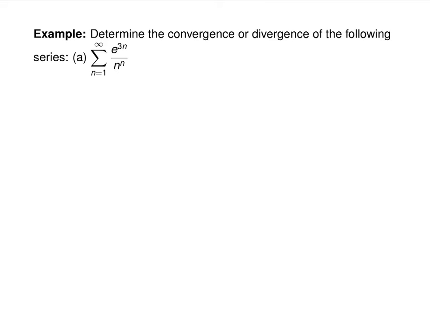So wait, could you change that to be like e over n to the... Kind of. So let's just let a sub n equal e to the 3n over n to the n. We're going to apply the root test. That's from last time, so you should have one already. Take the limit as n goes to infinity, nth root, absolute value of a sub n.